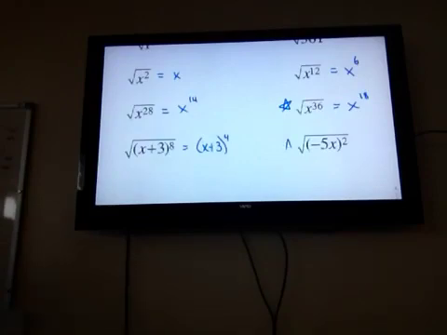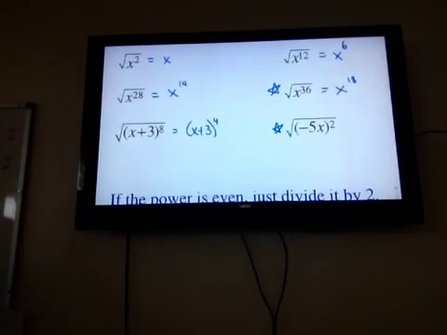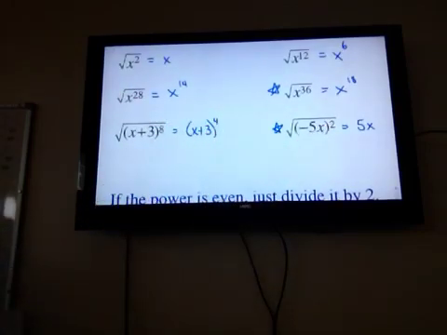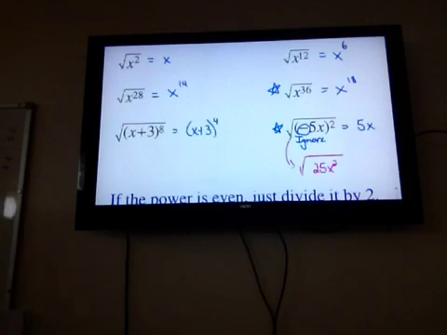And I'm going to star this one too. This looks like it's going to be negative, but it's not. It is a positive 5x. 2 divided by 2 is 1. You're basically ignoring this. And this is why. If I took this question and actually calculated negative 5x squared, meaning I would take negative 5x times negative 5x, it would become positive 25x squared, whose square root would then be 5x.